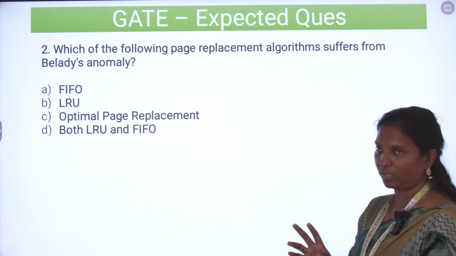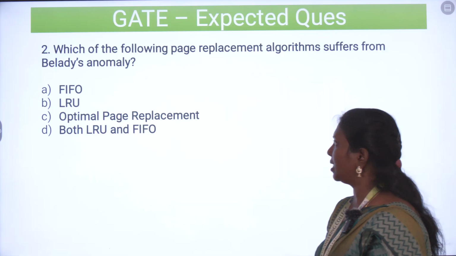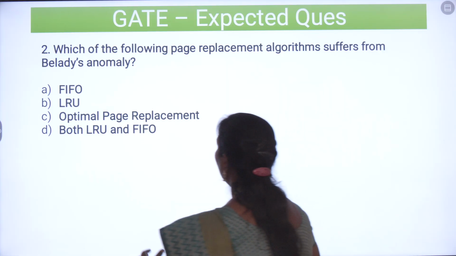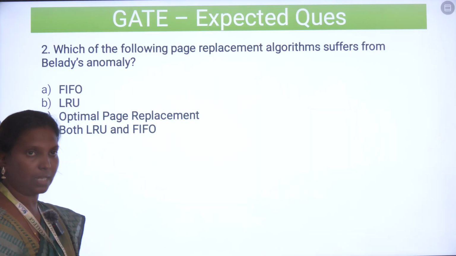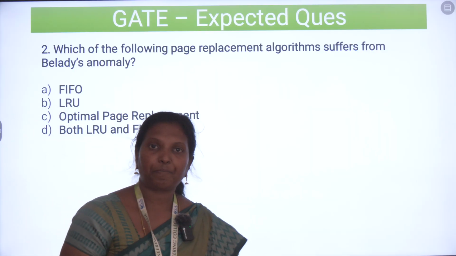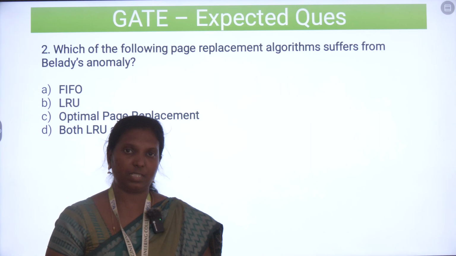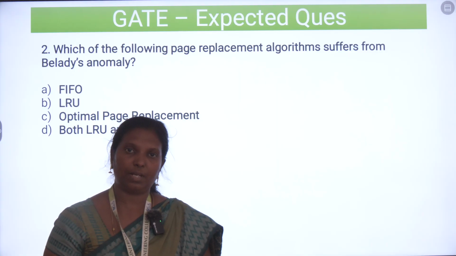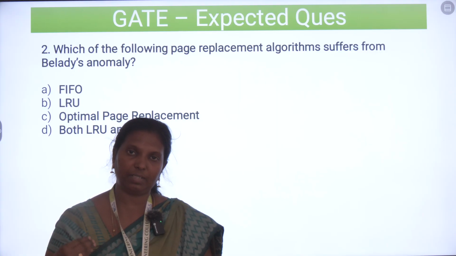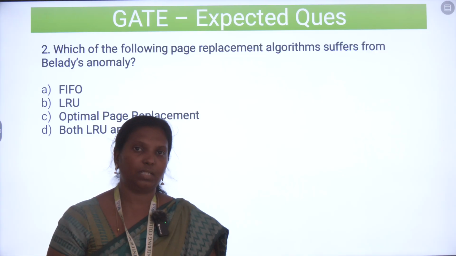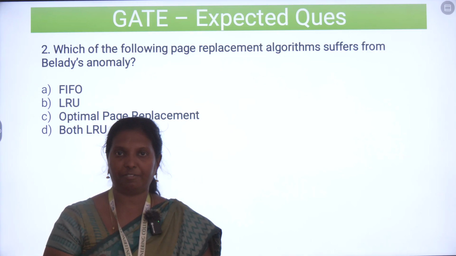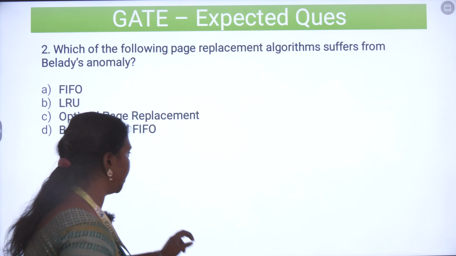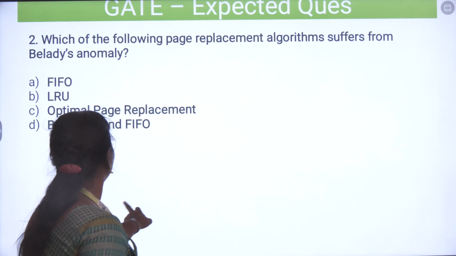Second question, it's about page replacement. First, I will tell you: which of the following page replacement algorithms suffers from Belady's anomaly? Belady's anomaly always focuses on first in, first out. When we have page replacement, whenever the memory takes over the space, it automatically follows FIFO order. So the answer for this question is FIFO.